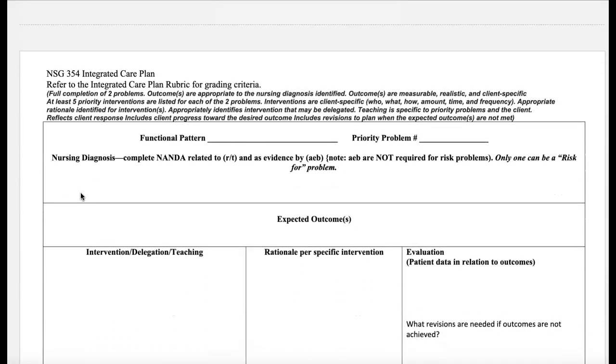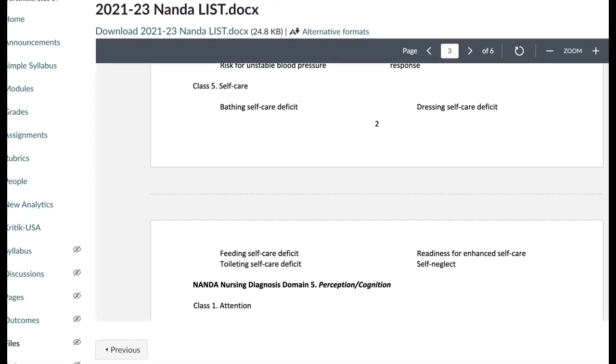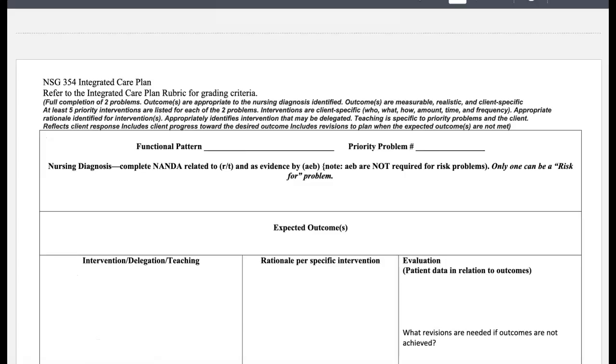Now this is the part where people generally struggle the most, this NANDA list. So I'm going to flip over real quick in here. There we go. So this NANDA list that's on here, that's actually directly in Canvas. So here it has your nursing diagnosis domain 1. So when you go back to the paperwork here, that functional pattern, you can just kind of consider that domain.